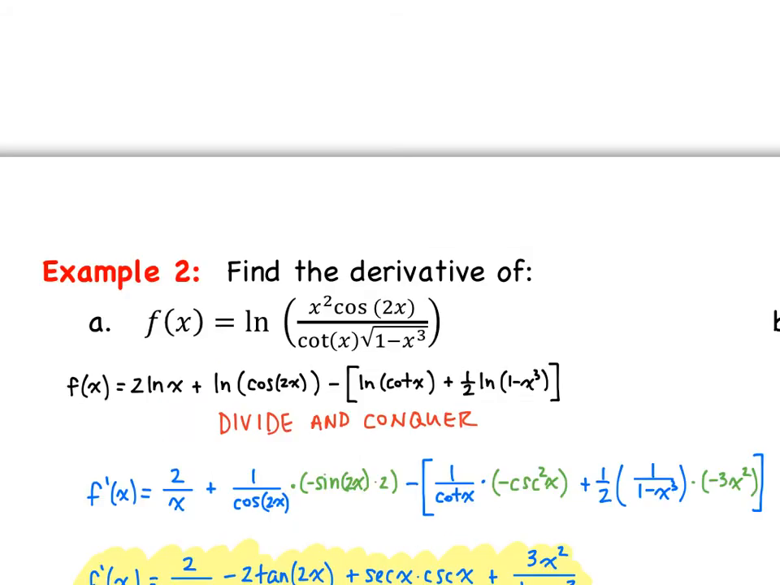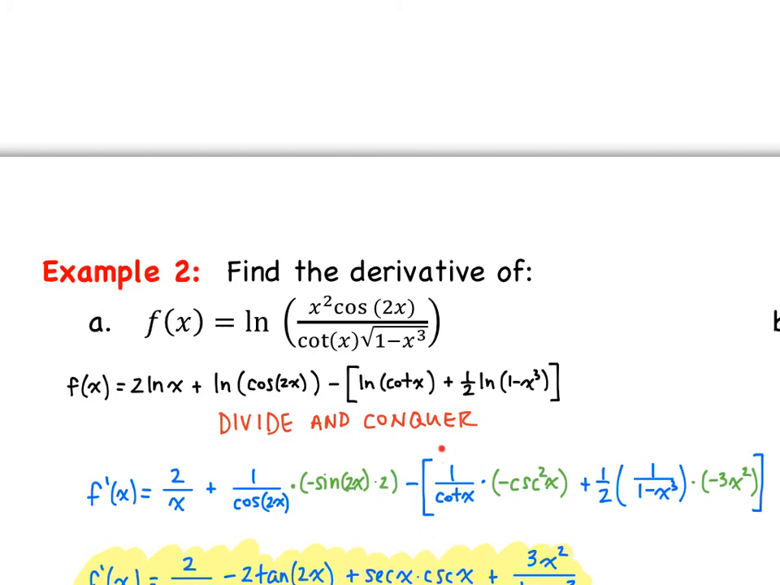Okay, so the derivative of 2 ln x is going to be 2 over x. Okay, so ln of x is 1 over x. The derivative of ln of cosine of 2x is 1 over cosine of 2x, but then we can't forget about the chain rule, so take the derivative of cosine, and that's where we get negative sine of 2x, and then we have to use the chain rule yet again for the inside portion, so times 2.